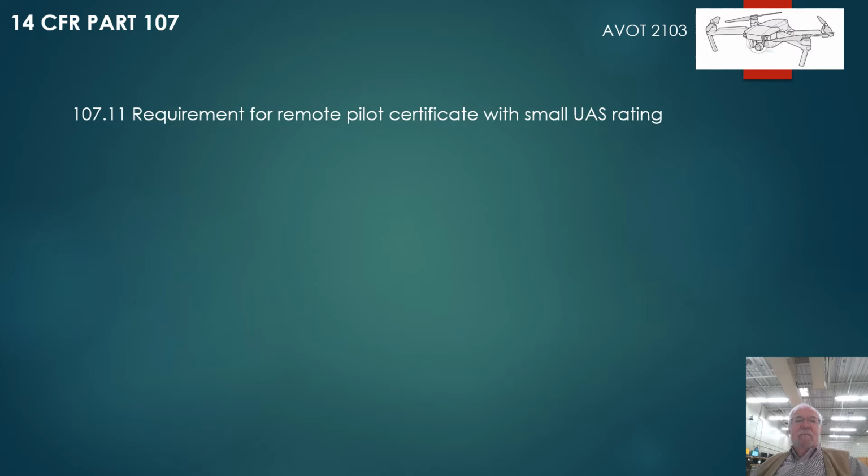All right. Paragraph 11, requirement for a remote pilot certificate, basically reads that for compensation or hire, no person may manipulate the flight controls of a small unmanned aircraft unless they have the remote pilot certificate with a small UAS rating. However, a person manipulating controls under the direct supervision of a remote pilot in command with the UAS rating, and that pilot in command has the ability to immediately take direct control of the flight, that would be permissible as well.